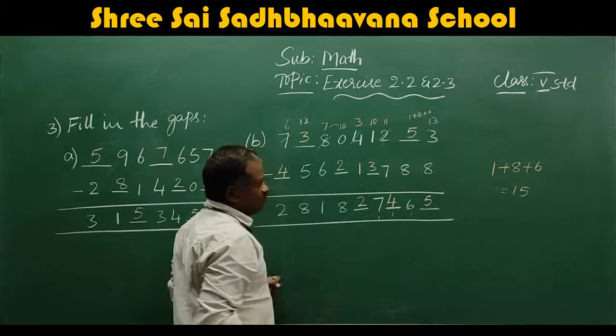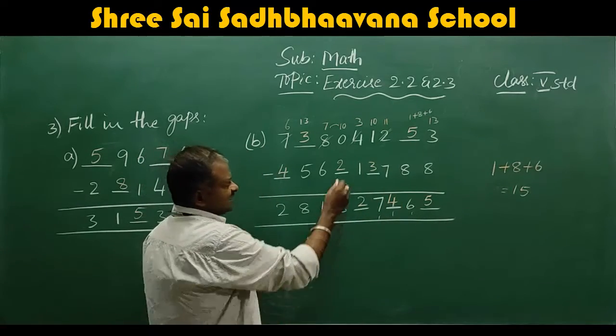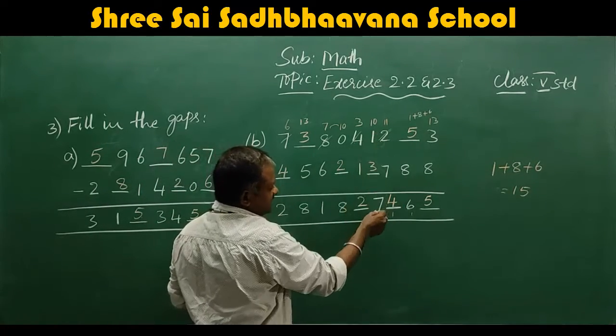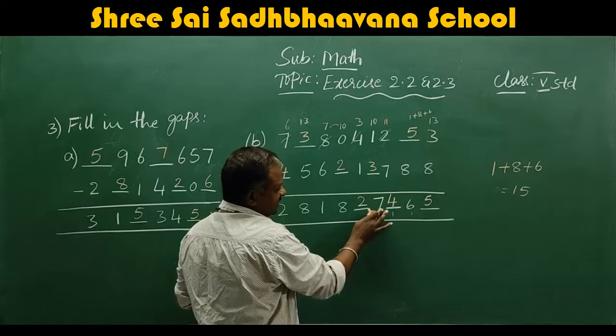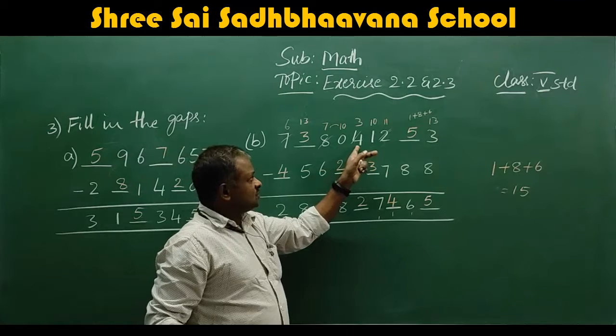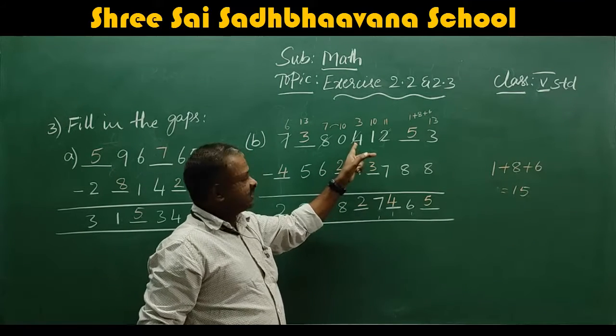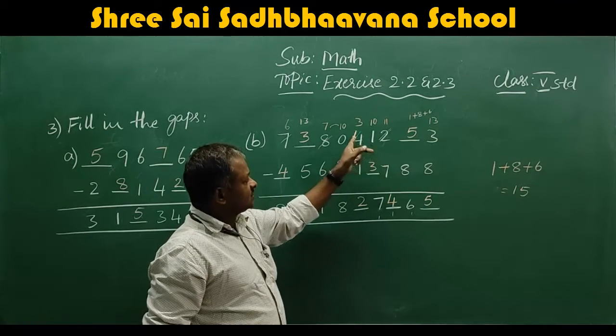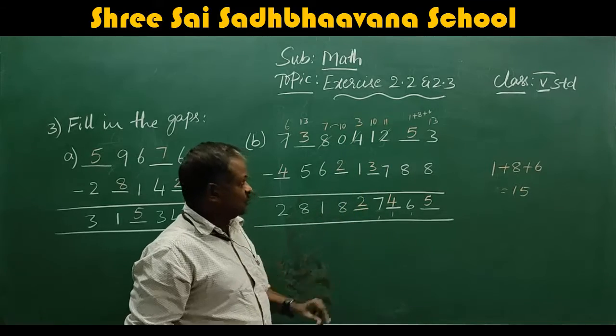11 minus 7, 4. Okay. Next this becomes 10. 10 minus 3, 7. They have given the 7 already. Okay. 10 minus 3, 7. This becomes 3 because we have taken the carry ones here. So 3 minus 1, 2.